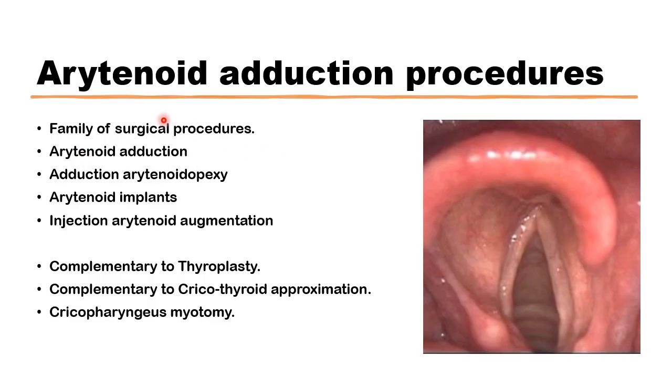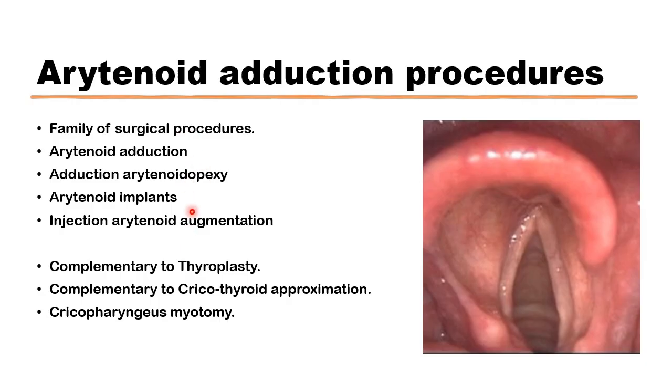They include operations such as arytenoid adduction, in which pulling on certain arytenoid muscles by sutures can effect adduction of the arytenoid and closing of a posterior glottic gap, or adduction arytenoidopexy, in which the arytenoid would be fixed in an adducted position by some sutures, or arytenoid implants, in which implants are used to displace the arytenoid into an adducted position, or injection augmentation of the arytenoid cartilage.